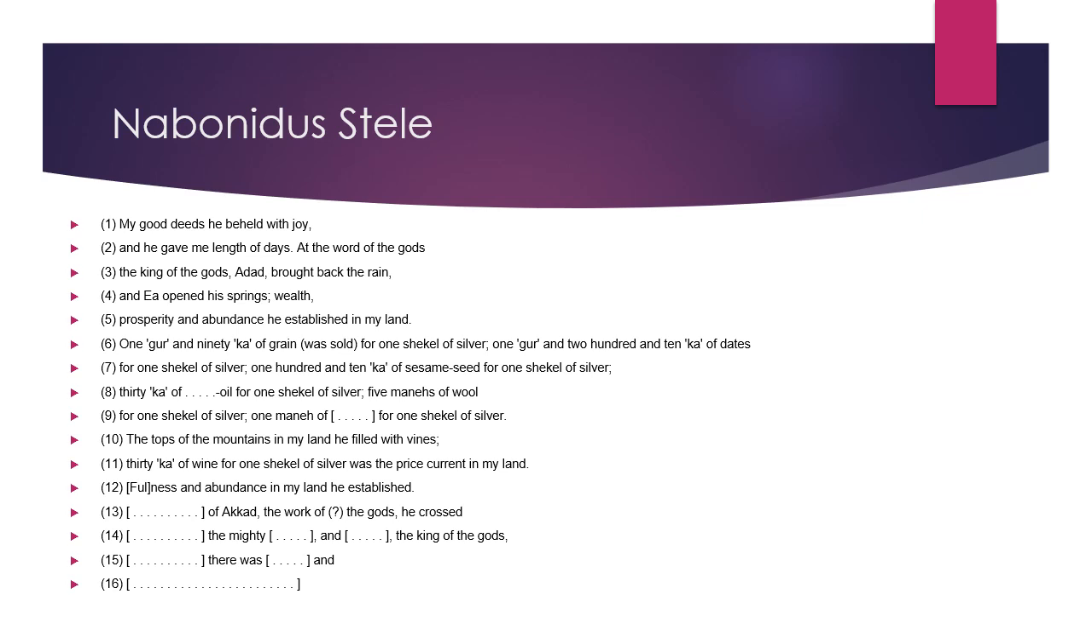1 gur and 90 kar of grain was sold for 1 shekel of silver. 1 gur and 210 kar of dates for 1 shekel of silver. 110 kar of sesame seed for 1 shekel of silver. 30 kar of oil for 1 shekel of silver. 5 mehens of wool for 1 shekel of silver. 1 meheh for 1 shekel of silver. The tops of the mountains in my land he filled with vines. 30 kar of wine for 1 shekel of silver was the price current in my land. Fullness and abundance in my land he established. Of Akkad the work of the gods he crossed. The mighty, and the king of the gods there was."